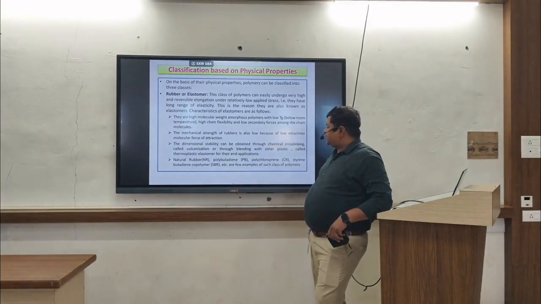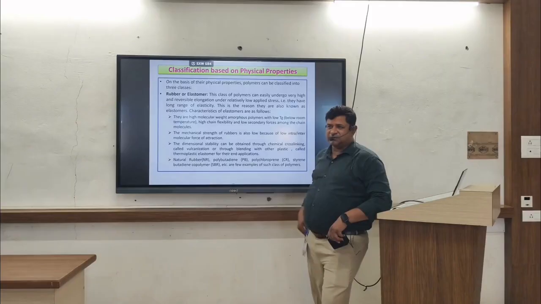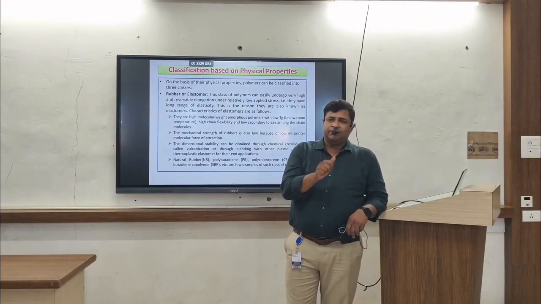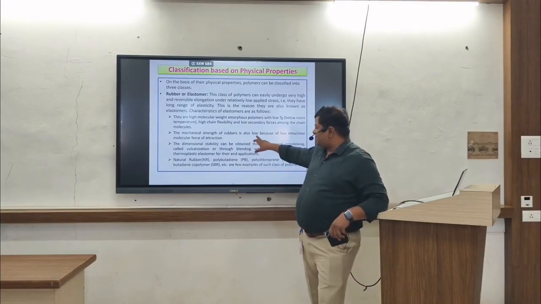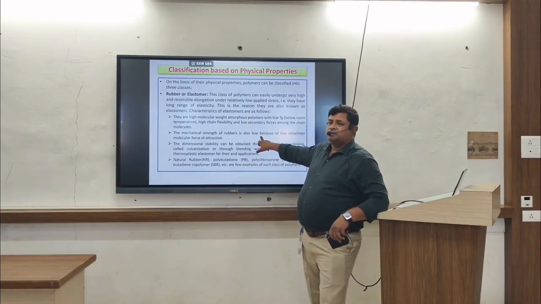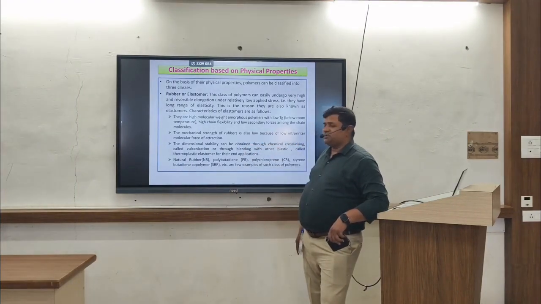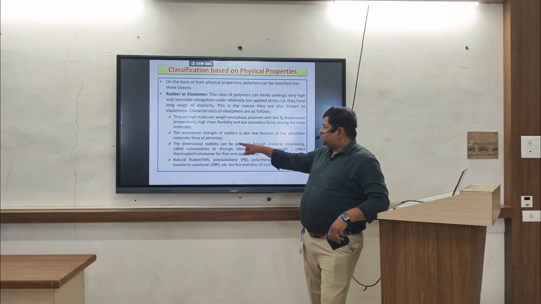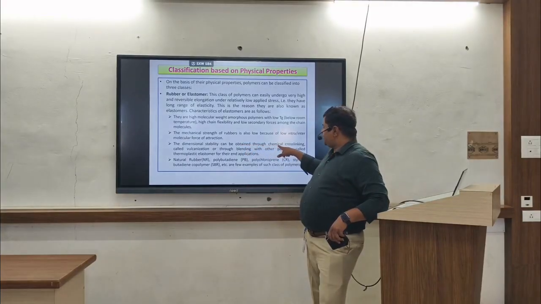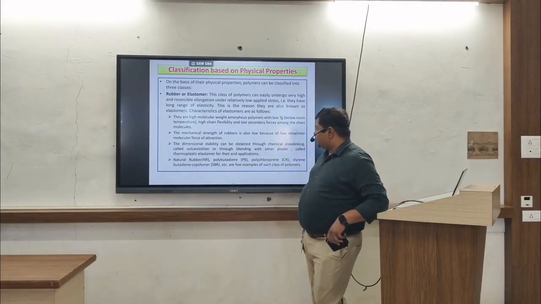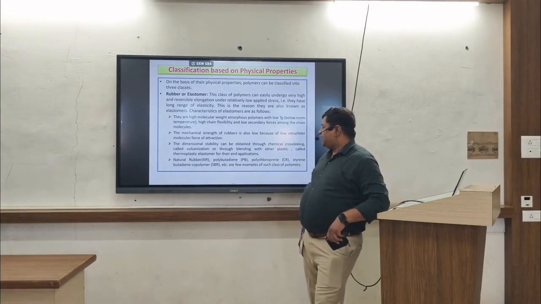Then the mechanical strength of the rubber is also low because of its low intermolecular forces of attraction. In rubber, the molecular forces are a kind of van der Waals forces. Due to the forces available in the molecular structure, the overall strength of the rubber is going to be less due to the low intra or intermolecular forces of attraction. Then the third one is the dimensional stability, which can be obtained through chemical cross-linking called vulcanization, or through blending with other plastics called thermoplastic elastomers for their end application.